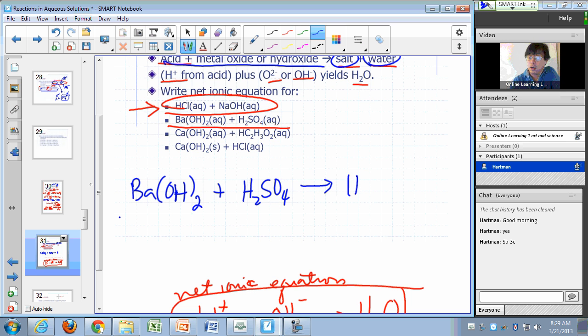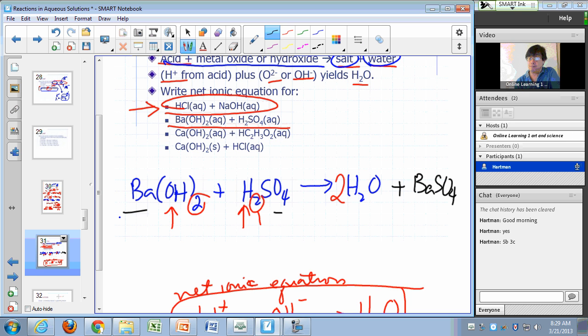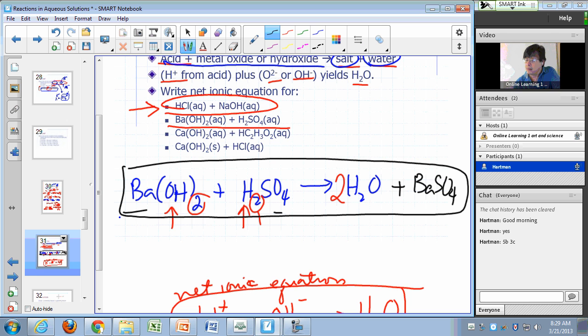So water, you can get your water from this H plus and then hydroxide, and you can see you're going to need two of those. That's two waters, and then you've got two H pluses there. Plus, what remains is barium sulfate, BaSO4. Okay? So this is already balanced, so this is your molecular equation.